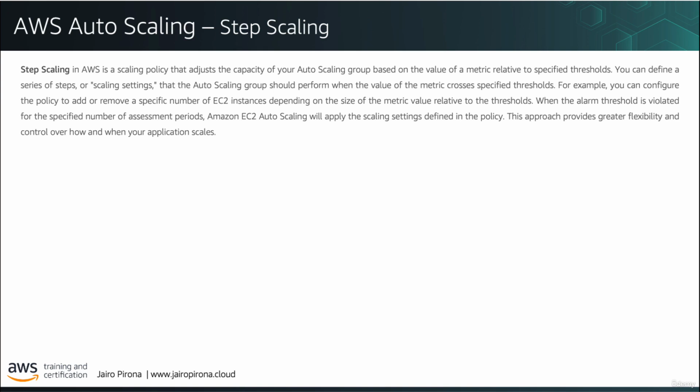A key advantage of step scaling over simple scaling is that it is not constrained by cooldown periods. This means that the scaling policy can continue to respond to additional alarms, even while a scaling activity is in progress. This allows for greater flexibility and responsiveness, especially in situations of fluctuating load or peak demand. Therefore, AWS generally recommends the use of step scaling for applications that require more dynamic and precise capacity adjustments.